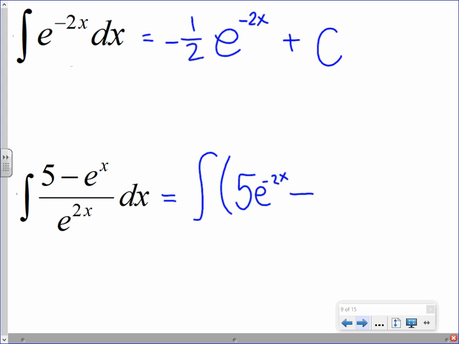Minus e to the x divided by e to the 2x would be e to the negative x. We subtract those. All right, so when we take the antiderivative, we have 5 times the antiderivative. So copy paste, but since we have that negative 2 multiplied inside, we need to account for that chain rule.